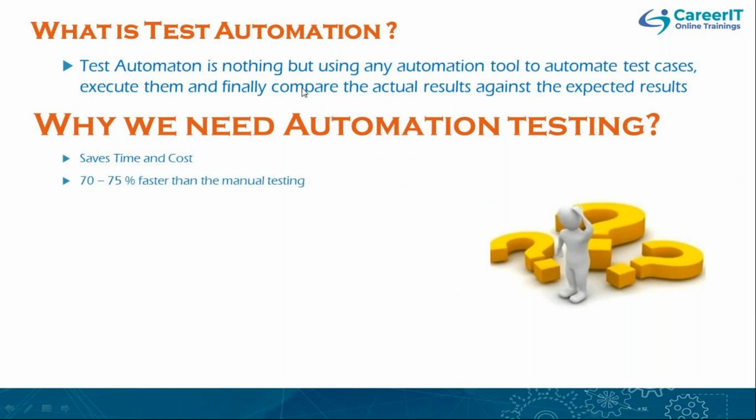Then, it is 70 to 75% faster than manual testing. Obviously automation testing is faster than manual testing. In manual testing, the person sits in front of the machine and performs the actions one by one. But automation testing will run the test cases on some virtual machines, take care of validating, and send the result back to us. That's why automation testing is always faster than manual testing.